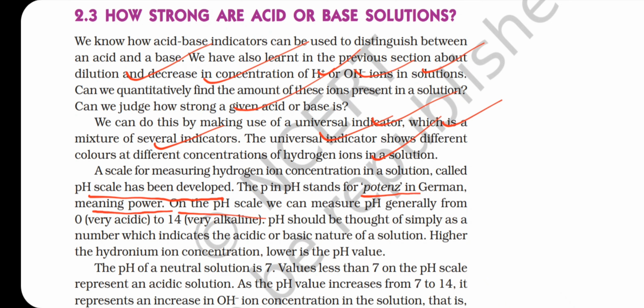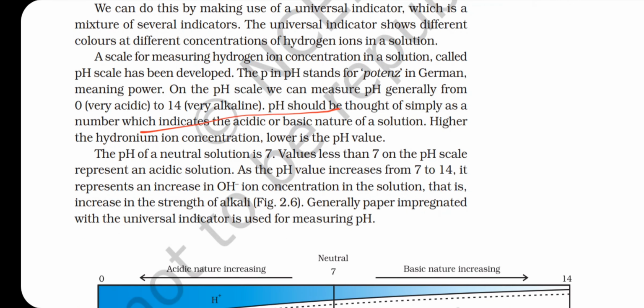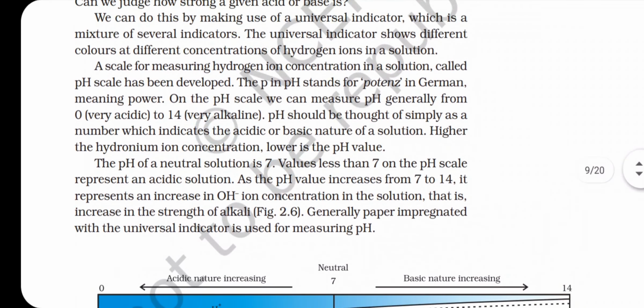On the pH scale, we can measure pH generally from 0, very acidic, to 14, very alkaline. So pH should be thought of simply as a number indicating the acidic or basic nature of a solution. The higher the hydronium ion concentration, the lower is the pH value. So how can we recognize if an acid is very strong or a base is very weak or very strong? For that we use a special type of scale, a mixture of various kinds of indicators, called universal indicator.